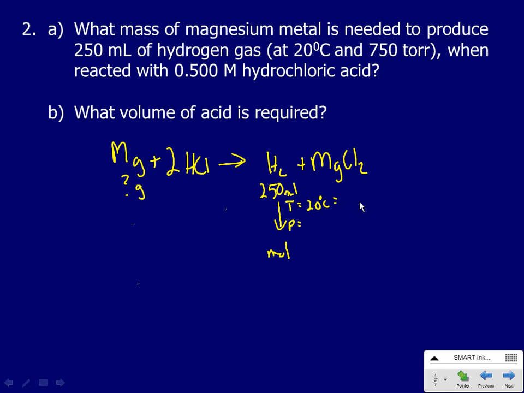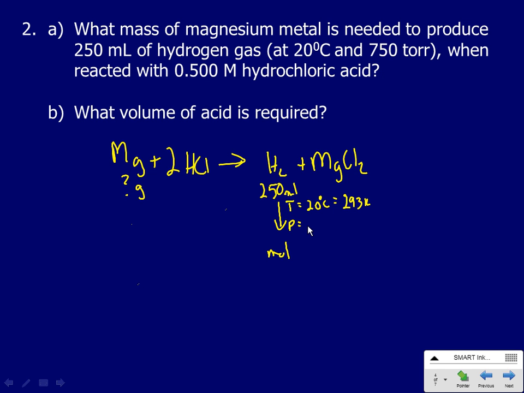What is 20 degrees Celsius? What do I need to turn that into? We're dealing with gases. It's got to be turned into Kelvin. So what is it? What do I have to add to that? 273. All right, that one we can do in our head. What is that? 293 Kelvin.